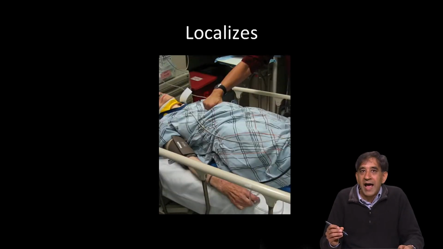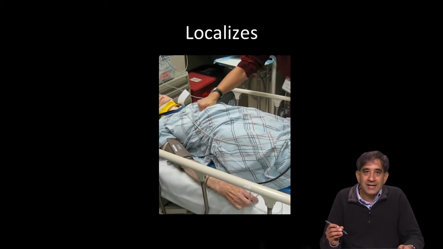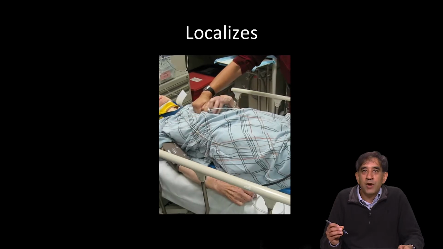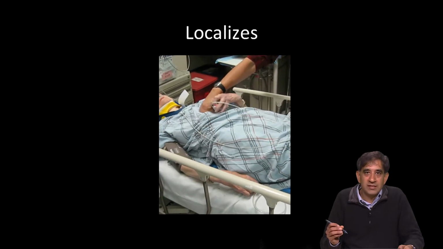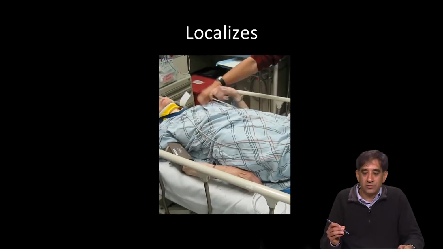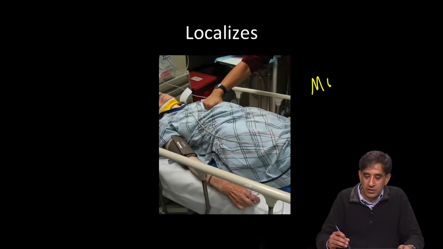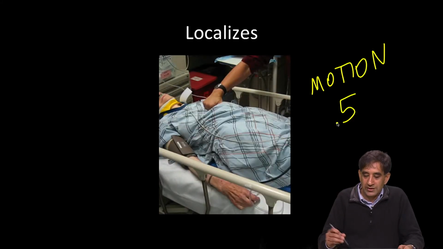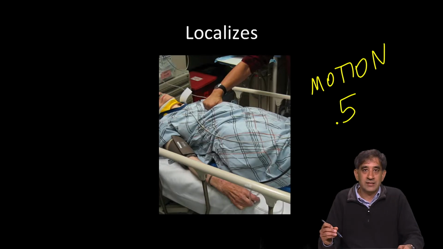So if I provide a painful stimulus to the patient, and they reach up and try to remove that painful stimulus, this is localizing. And again, when we're talking about motion, this would get you a score of 5 on a 6-point scale, localizing to a painful stimulus.